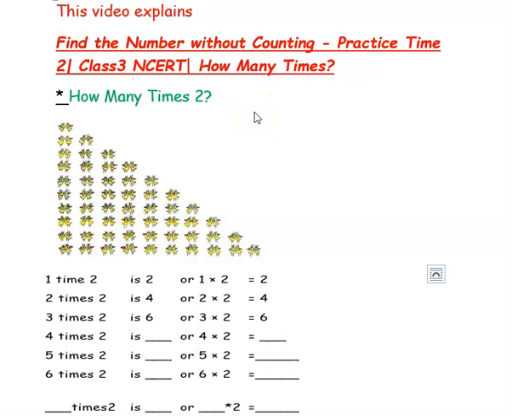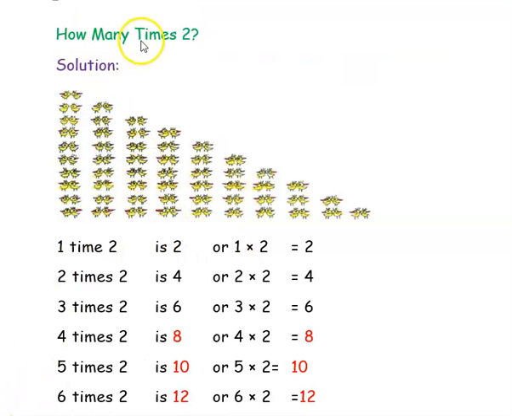In this video, we are going to see a few examples on how to find the numbers without actually counting, by using multiplication. How many times 2 is the question. Here 2 birds are in each row. Now let us see how many times 2 is there.